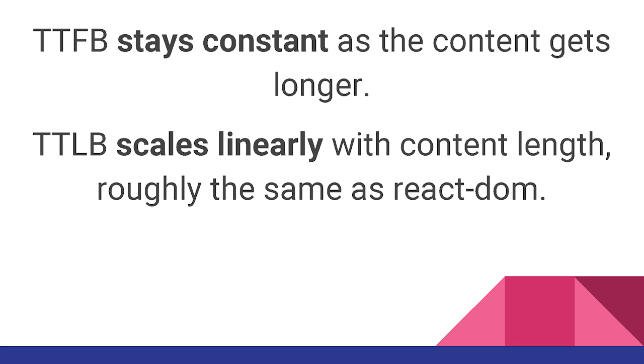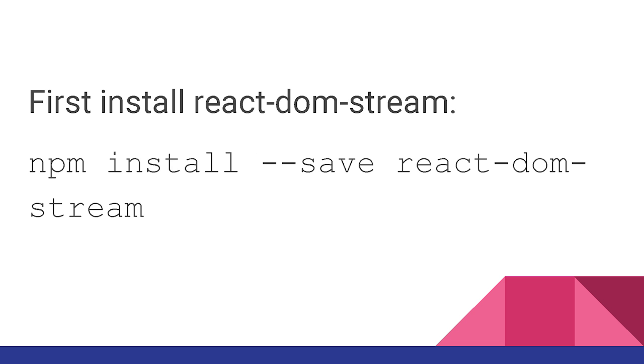The cool thing about it is that time to first byte, when you use React DOM Stream, stays constant as the content length gets longer and longer. So you can generate a 20 megabyte HTML page, and it still only takes a few milliseconds to get that first byte out of the render tree. The time to last byte obviously scales with how big the content is, but it scales more or less linearly. And it takes about the same amount of time as React DOM.